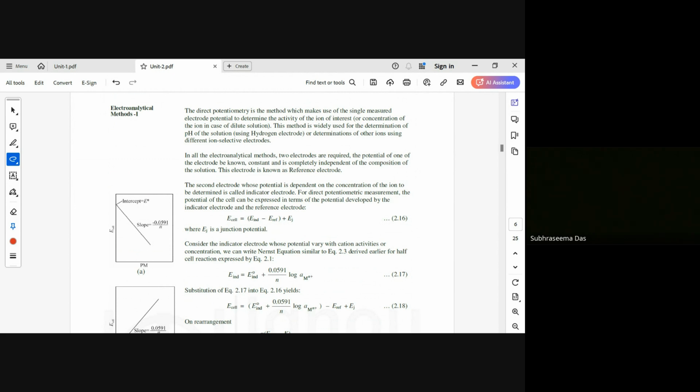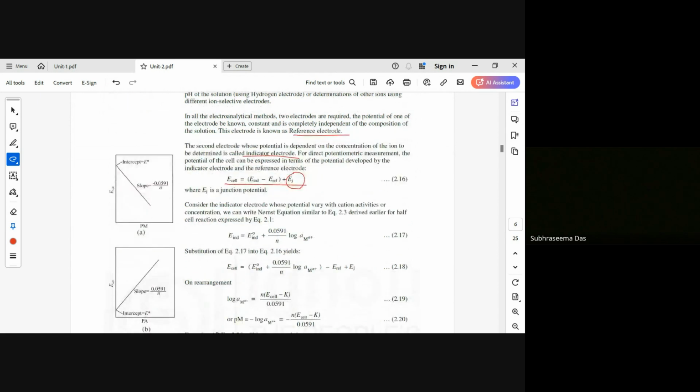One of them, the potential of which is constant, is known as the reference electrode, that we already know. And the second electrode, whose potential is dependent on the reference electrode, is called the indicator electrode. So for a measurement by the direct potentiometric method, we use this equation, where E cell is equal to E indicator minus E reference plus E J, where this represents the junction potential or the liquid junction potential. This E J represents the EMF of the liquid junction that we have used.